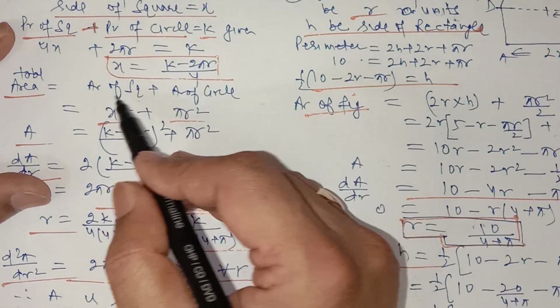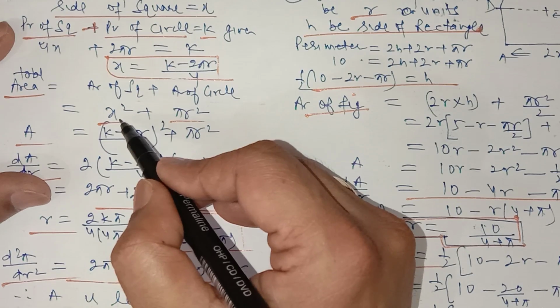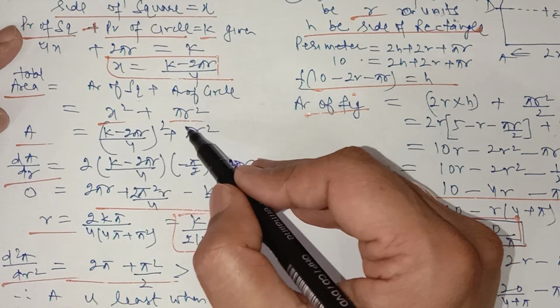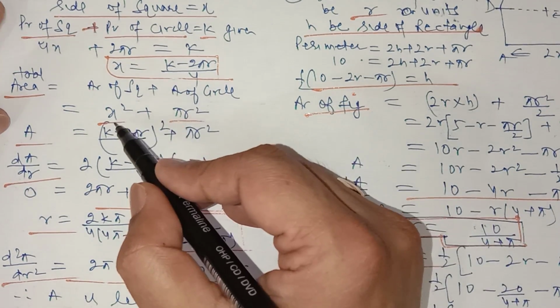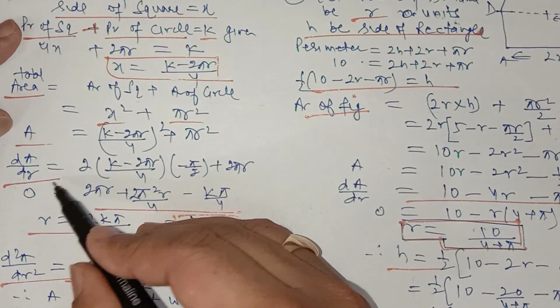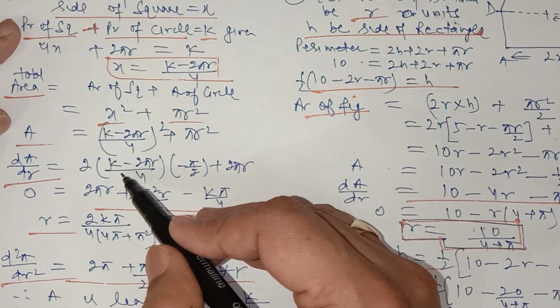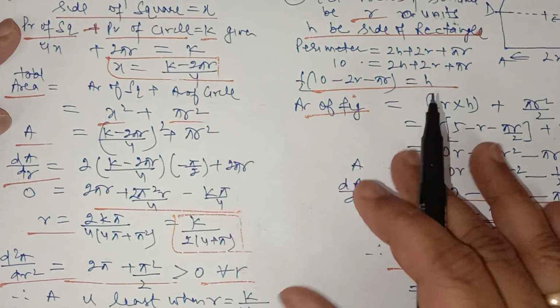So the area is the area of the square plus the area of the circle. Area of the square is side square, which is x square, and area of the circle is pi r square. Replace the value of x in terms of r, as we have already found it here, and differentiate d upon dr, with respect to r, and you have to show that its second derivative with respect to r will be positive.